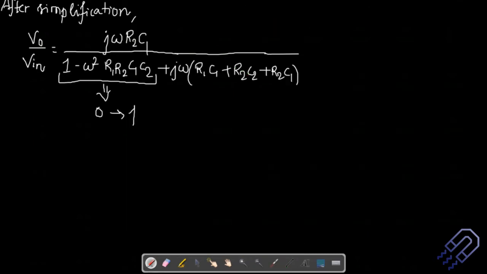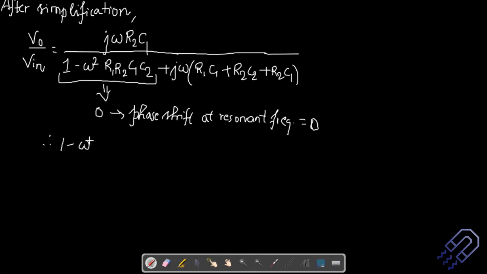Why? The phase shift at resonant frequency is zero. This is the condition which we already know. So that's the reason that this part should become zero. If this part becomes zero, you can say that 1 minus omega square R1 R2 C1 C2 must be equal to zero. And if this is zero, I can easily find out the frequency, and that is the resonant frequency, because this is the condition at resonant frequency. We have the frequency term involved here.